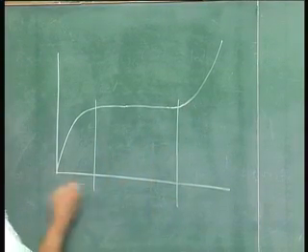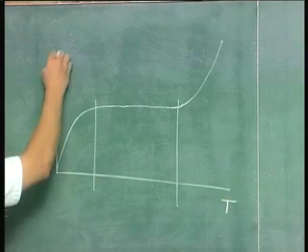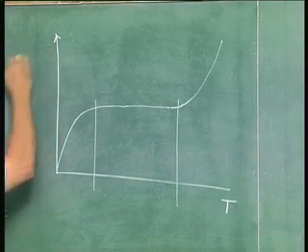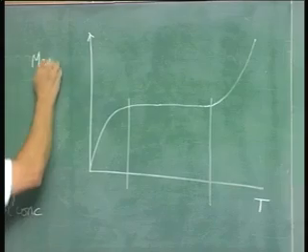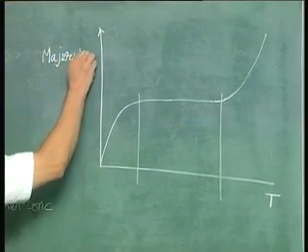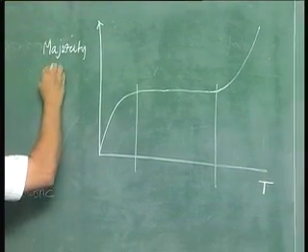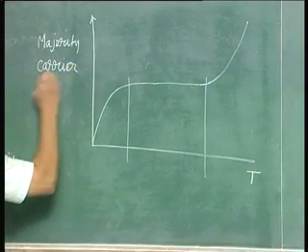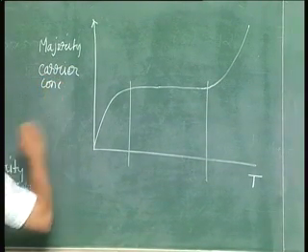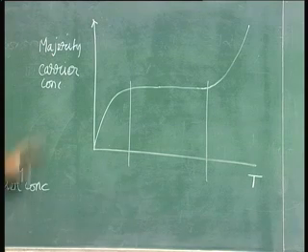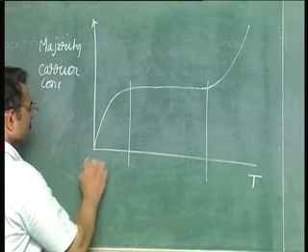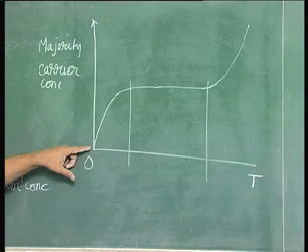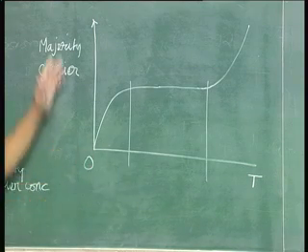This is the flat portion. This is temperature on a linear scale. Please note this is a linear scale, and this is majority carrier concentration, also on a linear scale, in a semiconductor. This is 0. So I can show 0 of the majority carriers as well as 0 of the temperature, since the scales are linear.